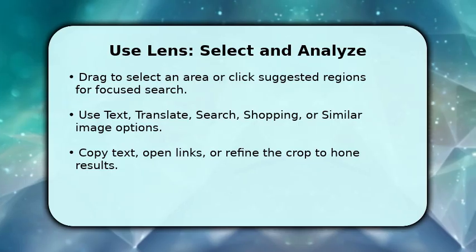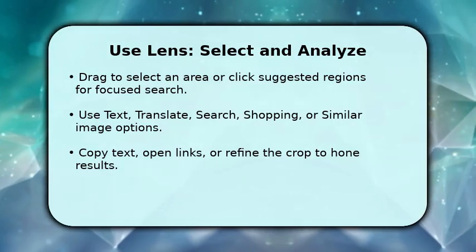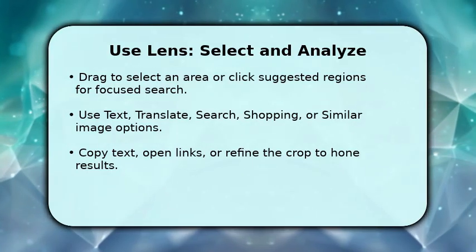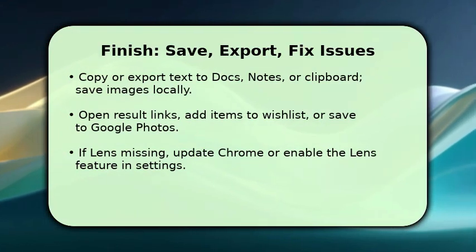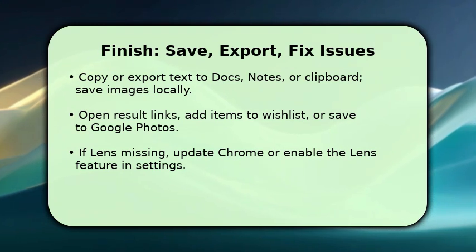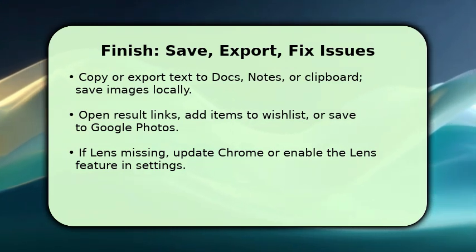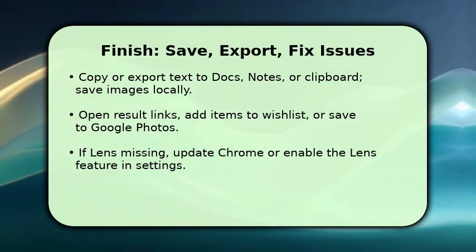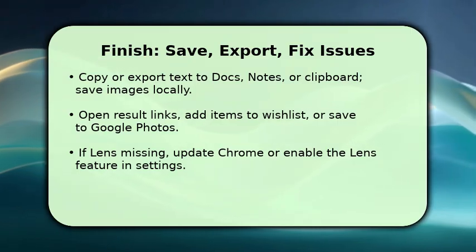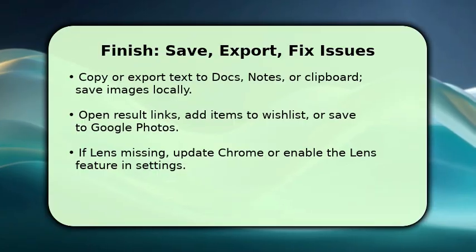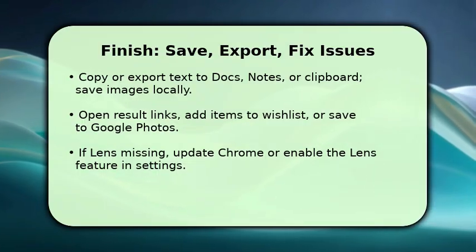You can copy extracted text to clipboard, open any detected links, or click results to jump to detailed pages. Finish by saving useful outputs. Copy OCR text to Google Docs or Clipboard, download images, or add shopping results to a wish list. Once done, review links opened by Lens and bookmark or archive what you need. If images go to Google Photos, save edits there for later.